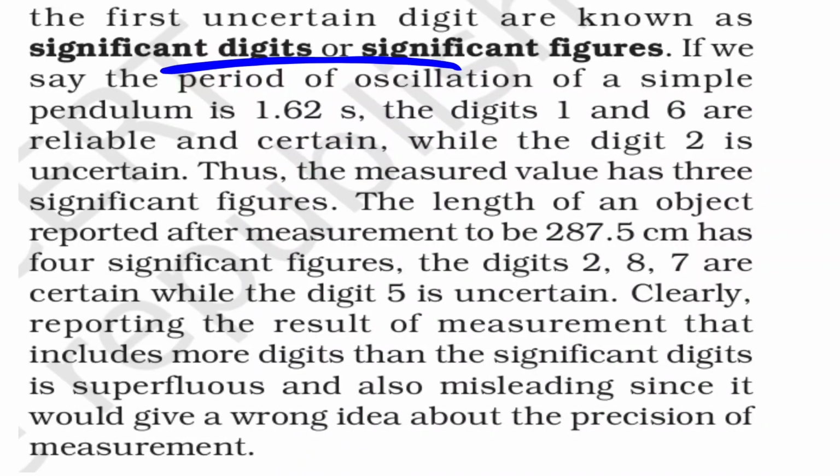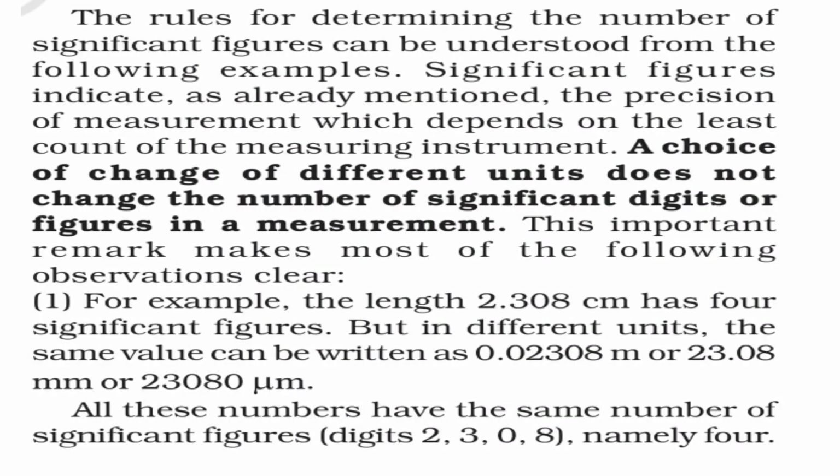Clearly, reporting the result of measurement that includes more digits than the significant digits is superfluous and also misleading, since it would give a wrong idea about the precision of measurement. The rules for determining the number of significant figures can be understood from the following examples. Significant figures indicate, as already mentioned, the precision of measurement, which depends on the least count of the measuring instrument. A choice of change of different units does not change the number of significant digits or figures in a measurement. This important remark makes most of the following observations clear.